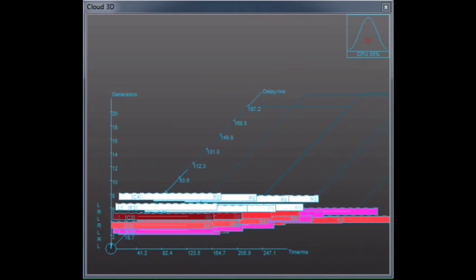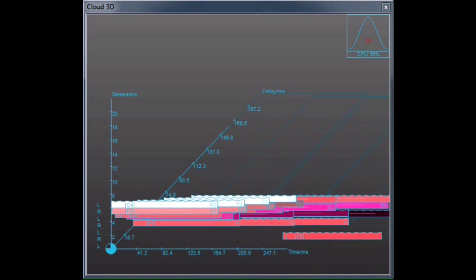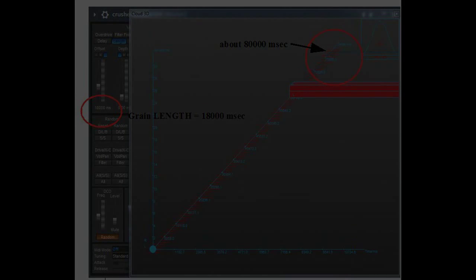There will be a special video about the grain view window later in this series. It will be the next video indeed. Nevertheless, I'd like to draw your attention to the fact that the existence of sound above 60,000 milliseconds is shown along the delay axis even if you can't address it directly.